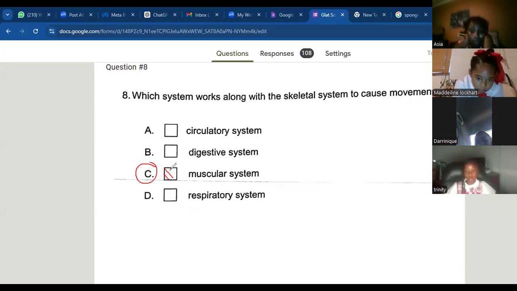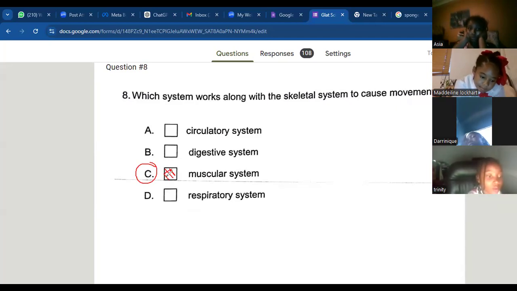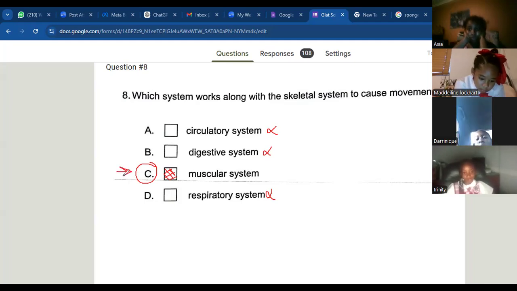Why would it be the circulatory system? The circulatory system is responsible for making sure that what? You all know the circulatory system? Blood flows through the body. Blood flows through the body, yes. So the circulatory system is not the correct answer. The digestive system is responsible for food. The respiratory system is responsible for breathing. So the correct answer is definitely C, the muscular system.